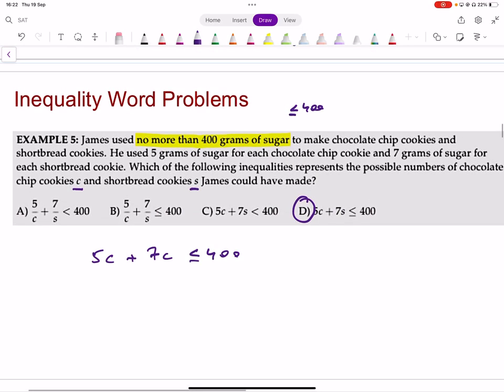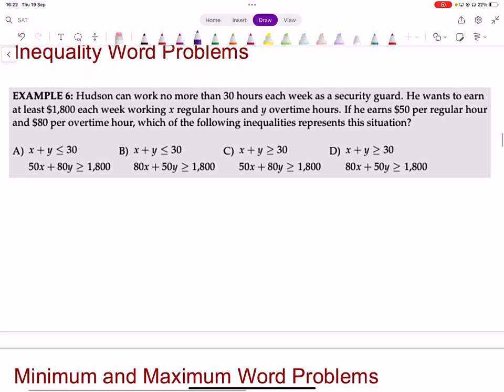C is less than 400. You have a less than or equal to sign here, and there you don't have an equal to sign. One is less than 400, one is less than or equal to 400. That's the difference. Okay. All right. Let's have a look at this.